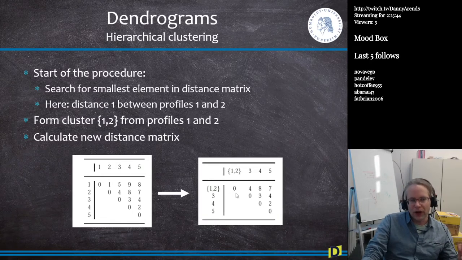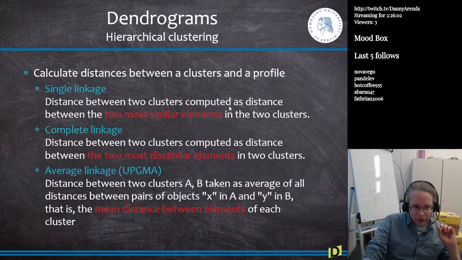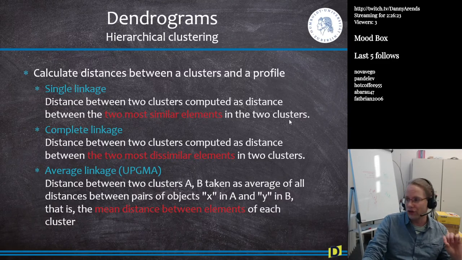But now we get an issue, right? Because now when we have to calculate the distance of this group towards another group, how do we do that? Because we have two profiles in this group, and we can't really compare two profiles, or the average of two profiles, to another profile. So if we want to calculate the distance between a cluster and an individual profile, we have three different ways of doing this. We can use something which is called single linkage, right? So the distance between a cluster and a profile is computed as the distance between the two most similar elements in the two clusters. And this is called single linkage.